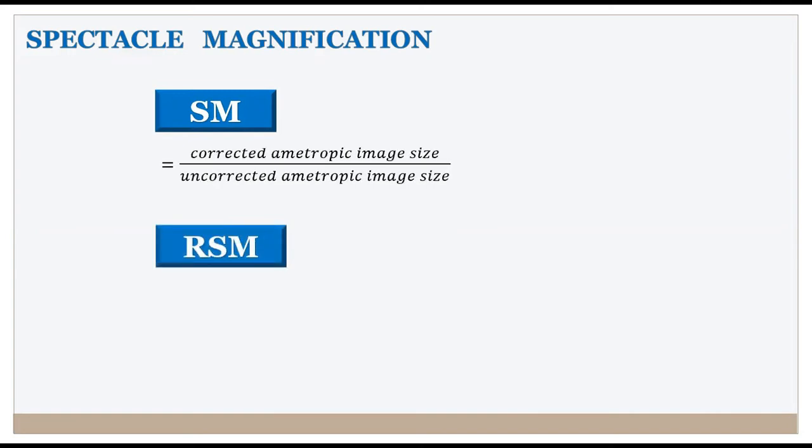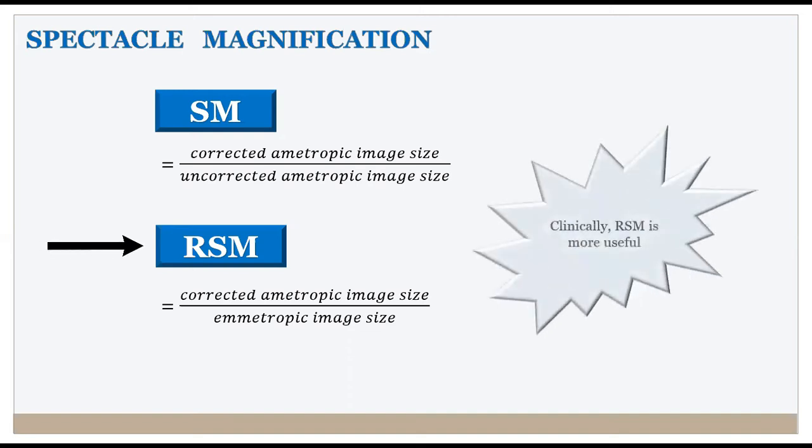Regarding spectacle magnifications, we have something called SM and RSM. SM is spectacle magnification, which is the ratio between the corrected and uncorrected image size, while the relative spectacle magnification is the ratio between the corrected ametropic image size and emmetropic image size. Clinically, it's more useful to compare the corrected ametropic image size with the emmetropic size, because most of the time we care about how the corrected ametropic image size would be relative to the emmetropic image size, especially if the other eye, the fellow eye, is emmetropic.